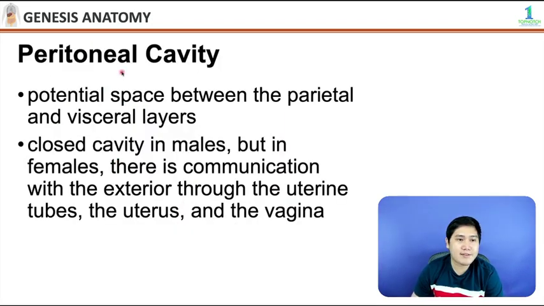So, the peritoneal cavity is the potential space between the parietal and visceral layer. In males, it is a closed cavity. However, in females, there is communication with the external environment through the uterine tubes, uterus, and the vagina.